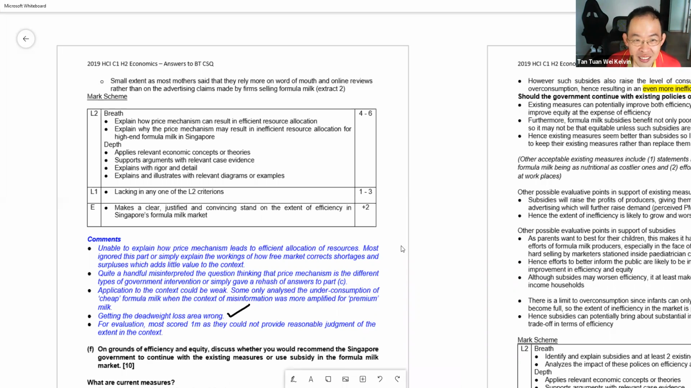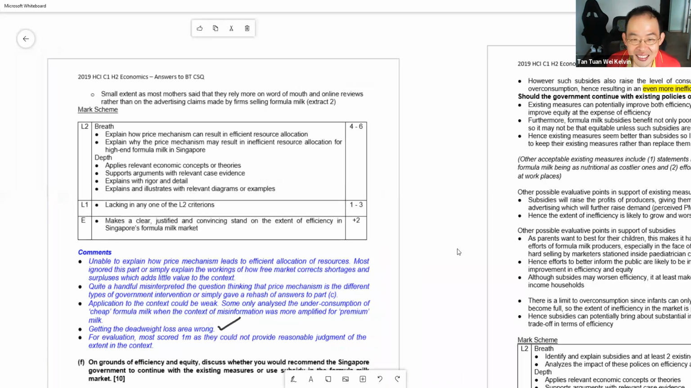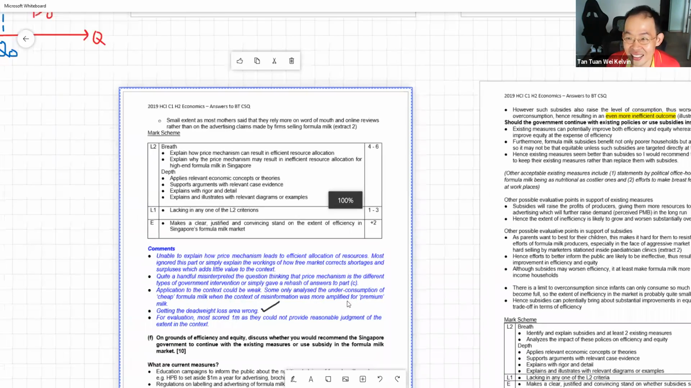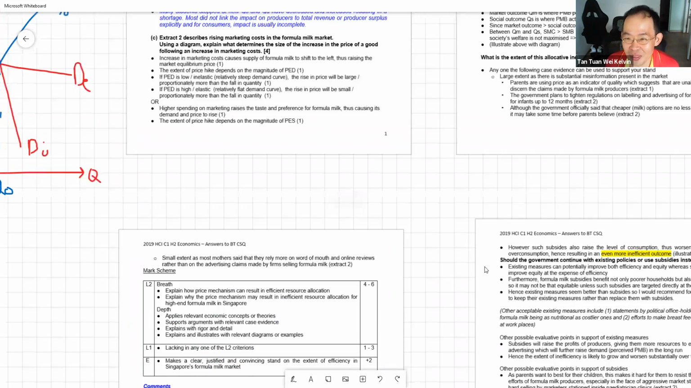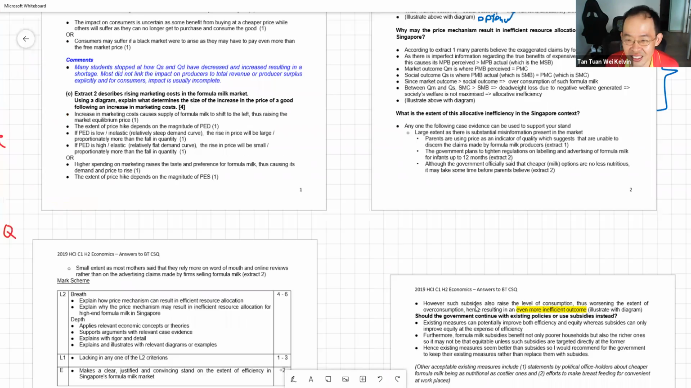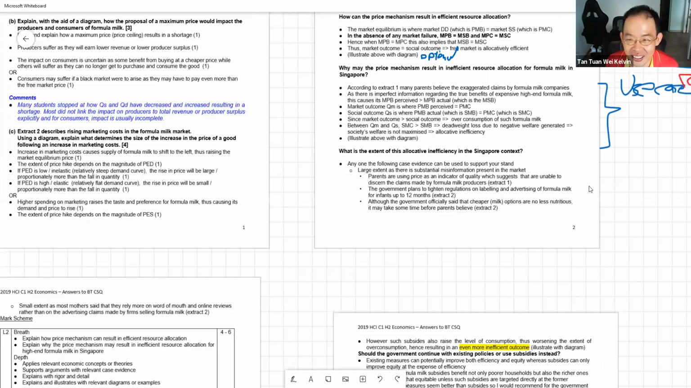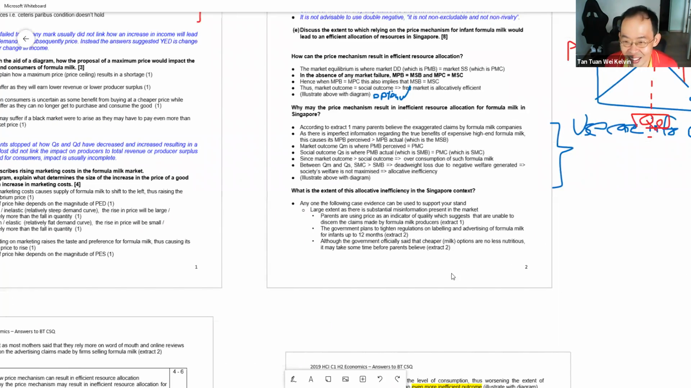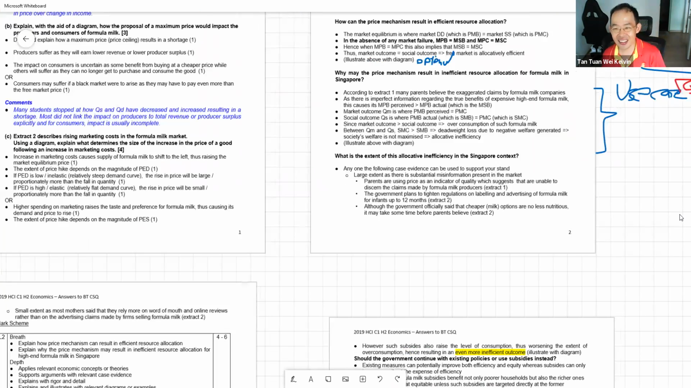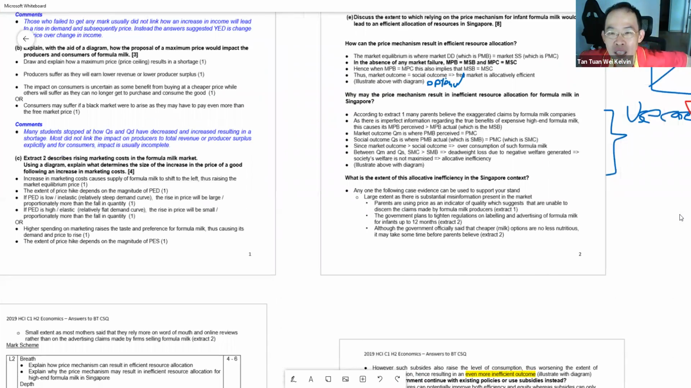Okay, and your final stand, right? From my experience, I think it's easier to state a stand that there is, in fact, allocative inefficiency. It's easier to justify this stand. There's enough evidence in the case to tell you that a lot of parents are using price as an indicator. It was found in the case, so try to quote that.